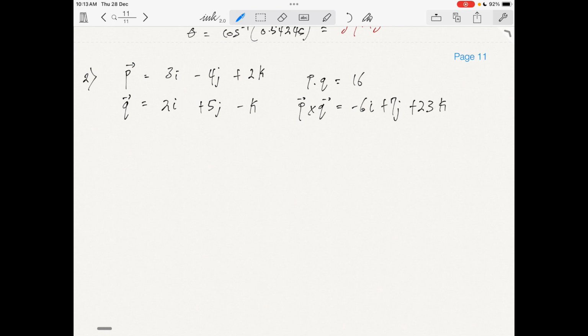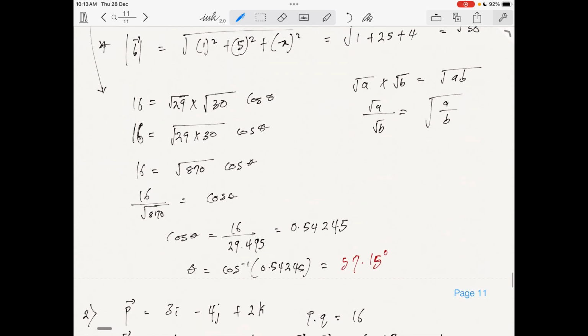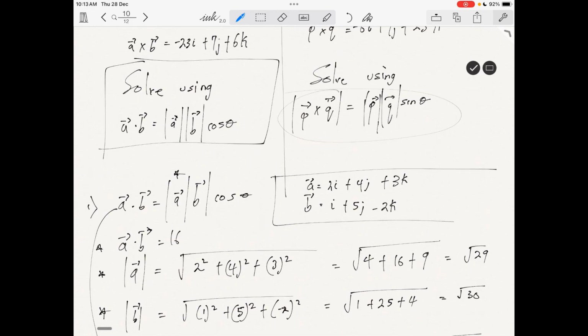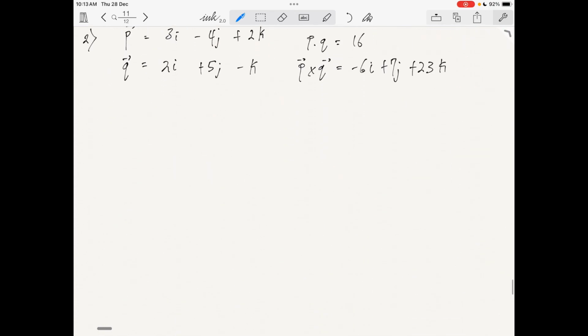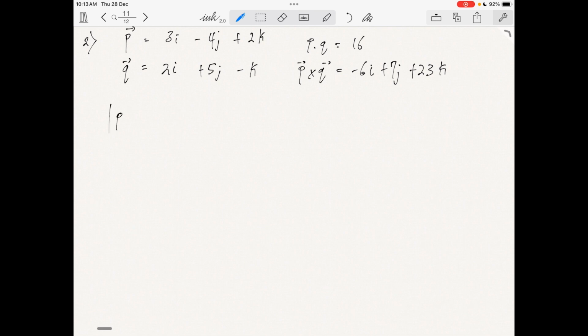Now we will recall from our formula that the modulus of the cross product is equal to the individual moduli multiplied by sine theta. So that will give us modulus of p cross q is equal to the modulus of p, modulus of q, multiplied by sine theta. So we have to evaluate the modulus of p cross q, the modulus of p, and also the modulus of q.